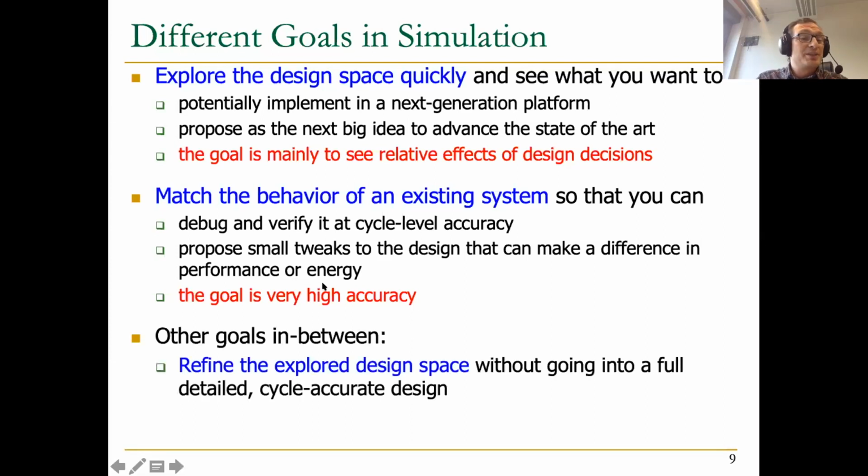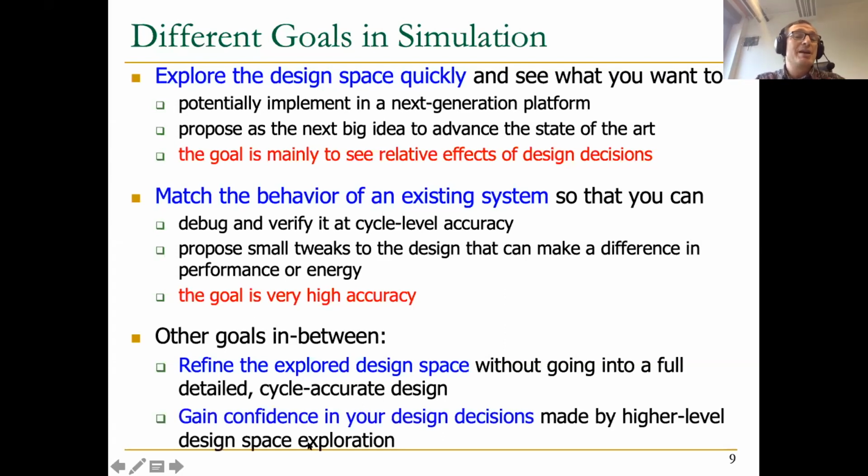But there are other goals in between. You may want to refine the explored design space without going into a full detailed cycle accurate design. Basically, this is the next level. After exploring the design space quickly, you decided on some things. Now let's go into the next level. I've decided I'm going to do out of order execution. How am I going to implement this out of order execution? So maybe you want to go into more detailed design, more detailed simulation, but not as less detailed as what you would do with an exploration of the design space.